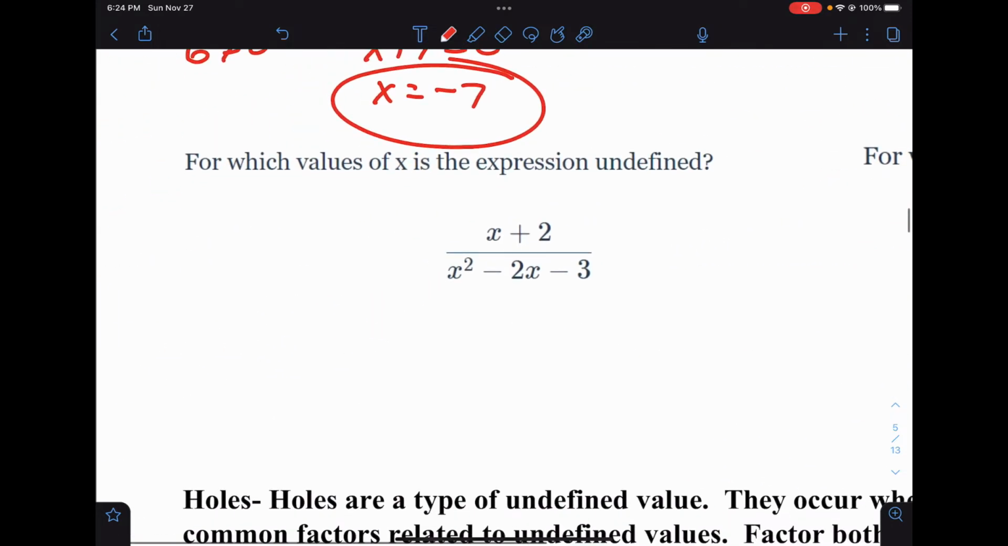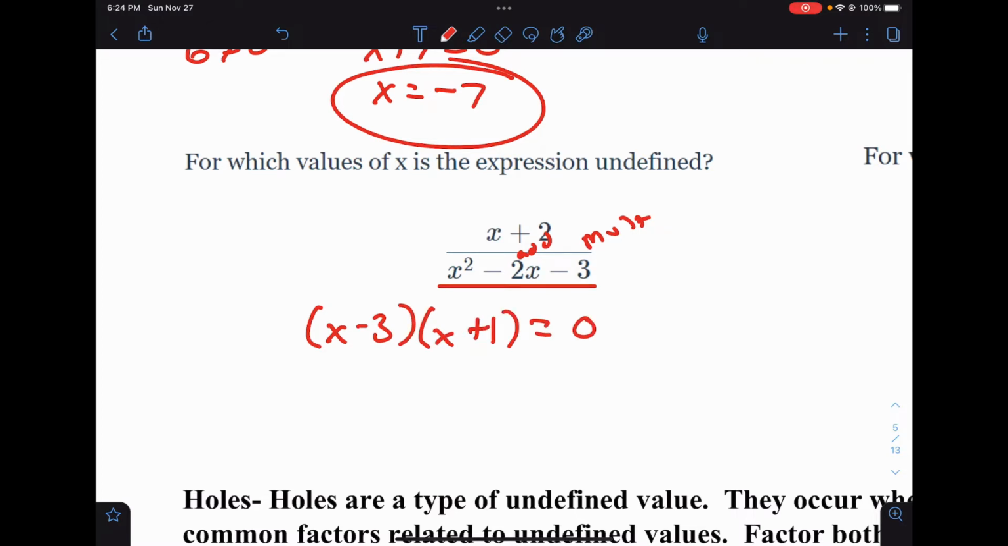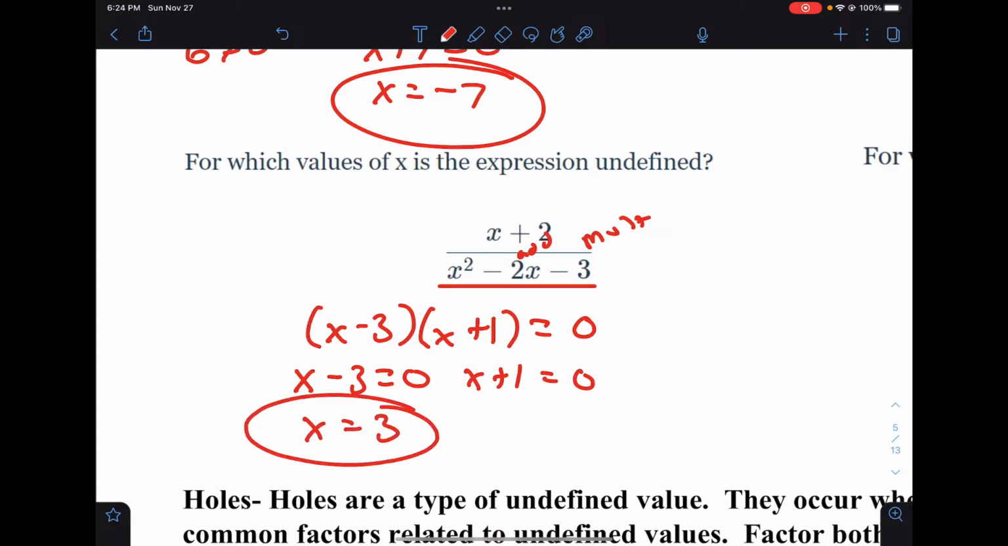All right. Now let's try this one. This one is a trinomial, so the first thing we look for is a GCF. There is no GCF here in the denominator, so we just need to figure out what multiplies to negative 3 and adds to negative 2. So we're going to do x minus 3, x plus 1. After we factor, we can set each of our factors equal to 0. We get 3, and we get negative 1. So this function is going to be undefined at 2 spots.